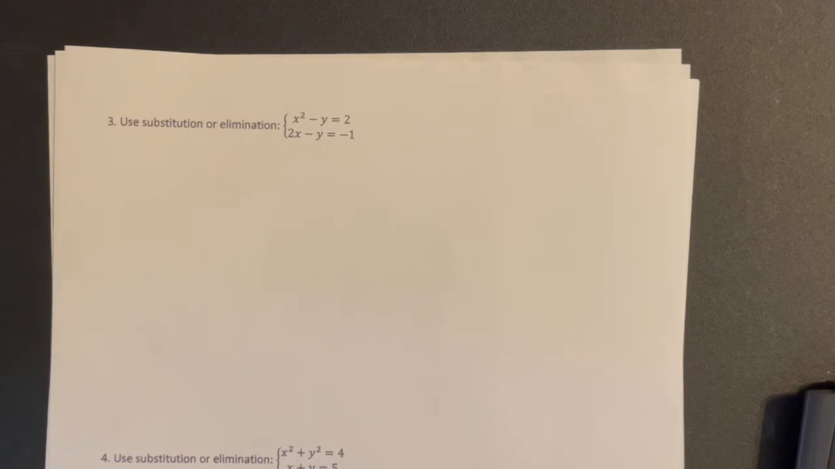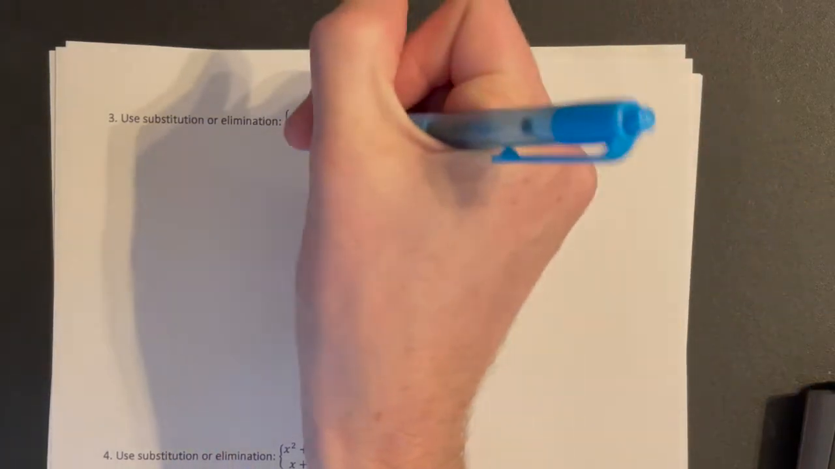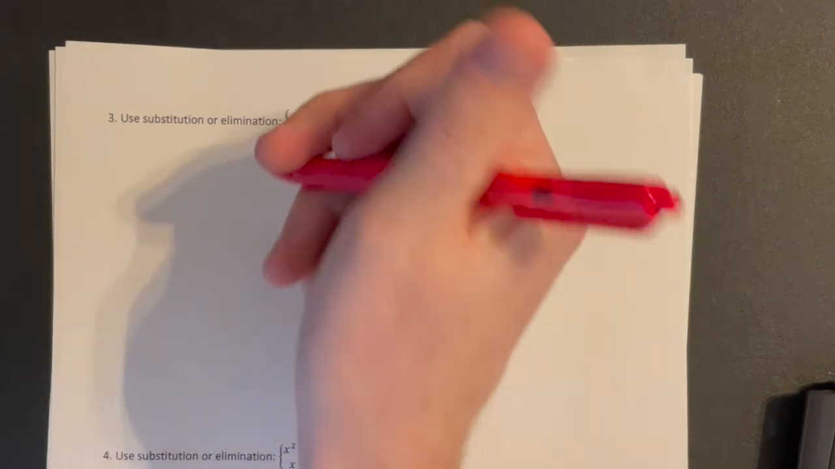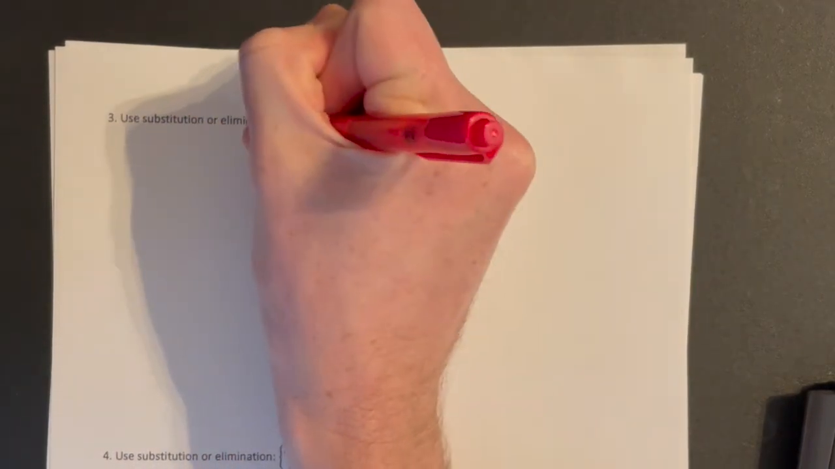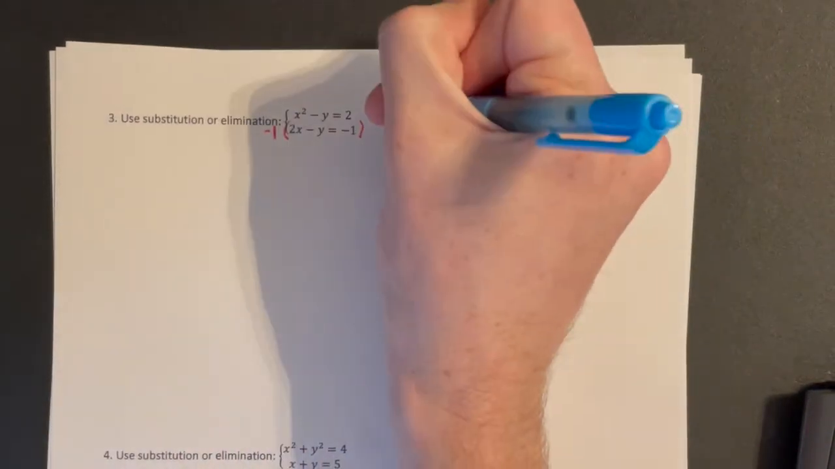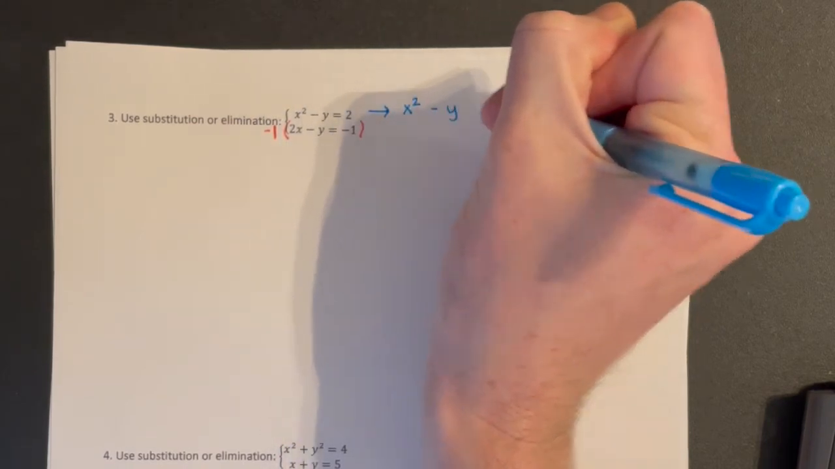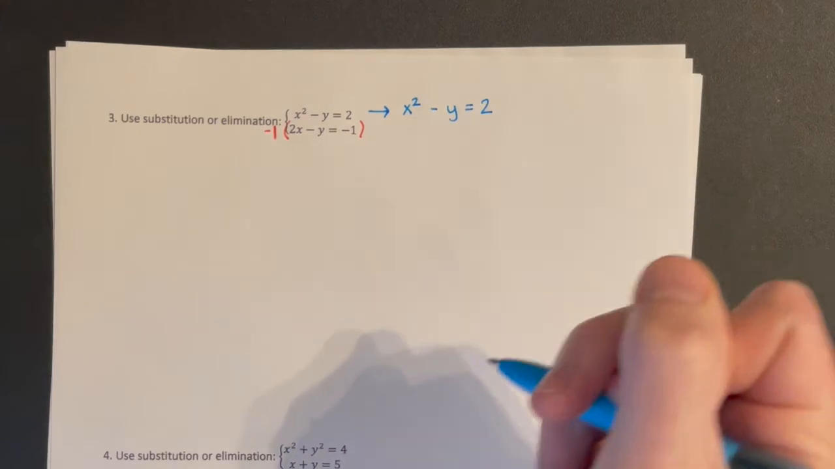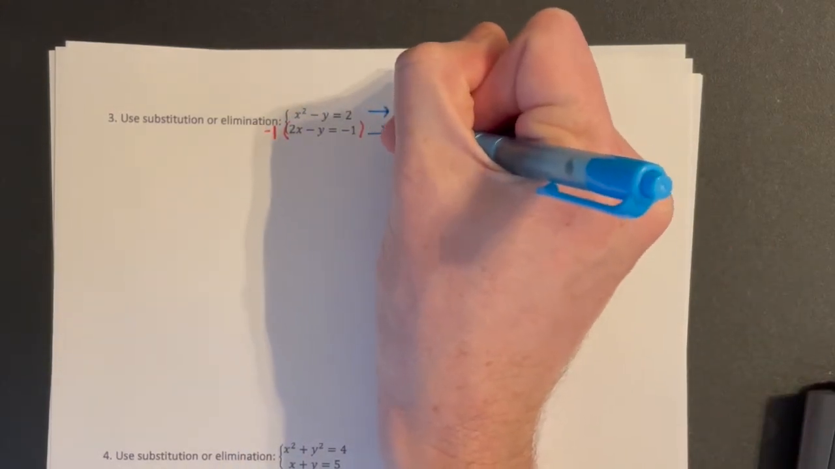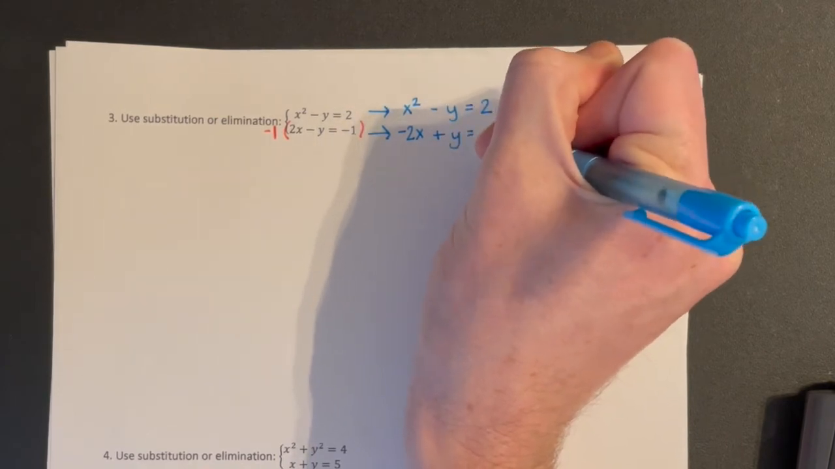All right, for number 3, if you want to use substitution or elimination, either one's fine. I'm going to use elimination just to show what happens here. So I will eliminate my y's since that's going to be a little bit easier. So let's multiply this by -1. That makes this stay the same. So x squared minus y equals 2. The other one becomes -2x plus y equals 1.